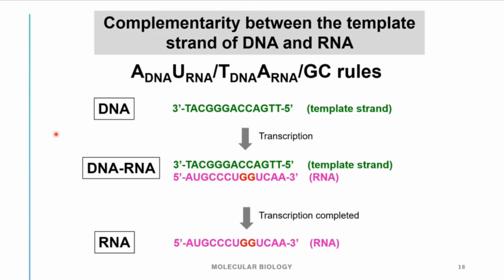Now this slide is a little bit of a reinforcement on the complementarity between template strands of DNA and RNA, where you can see that the A is always base pairing with T in DNA and U in RNA, whereas G and C still remain.